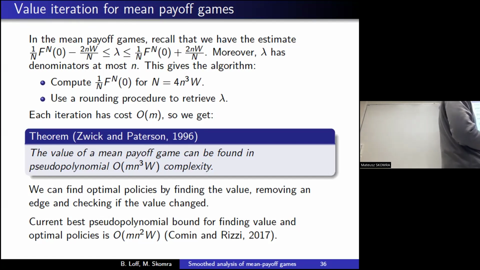And people thought about it, and in the 20 years since this paper, we got this complexity. And it's both for the value and optimal policies. You can get n squared log n just by doing binary search on the edges of each vertex. I think this is what they do, something like this. There are some logarithms here, right? But okay, the current best for finding value and optimal policies is this.